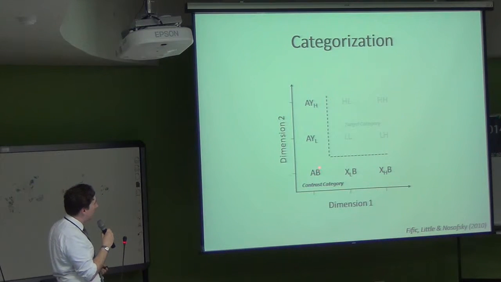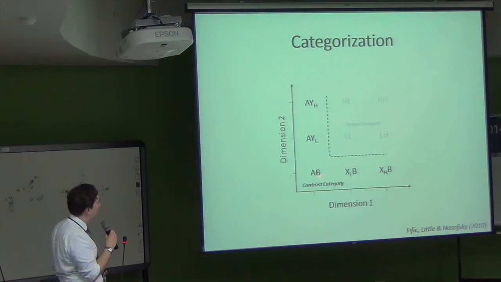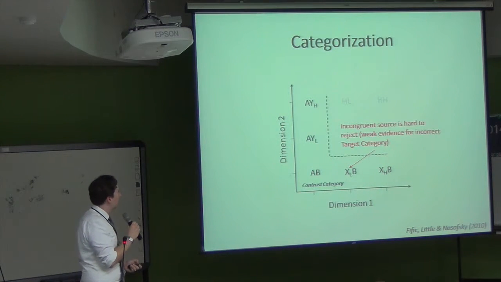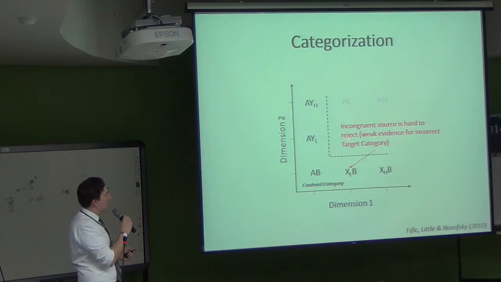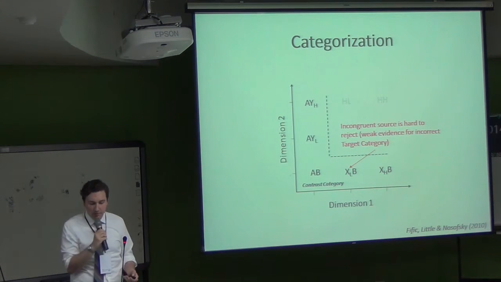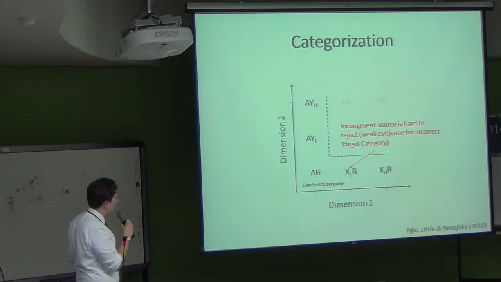The level of the good information that you want to use is always the same because it's equally distant from that boundary across all three of these, certainly the same for these three here. So this incongruent source is hard to reject. It's weak evidence for the incorrect target category, but it also gives you some evidence for the contrast category because it's quite close to that boundary.